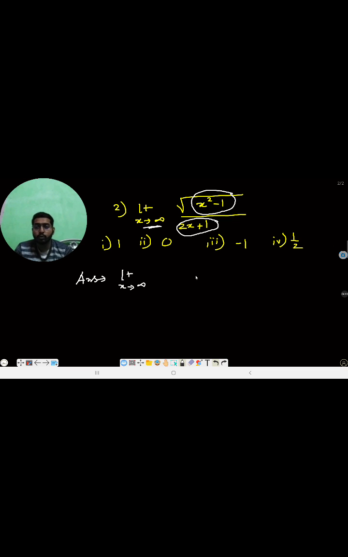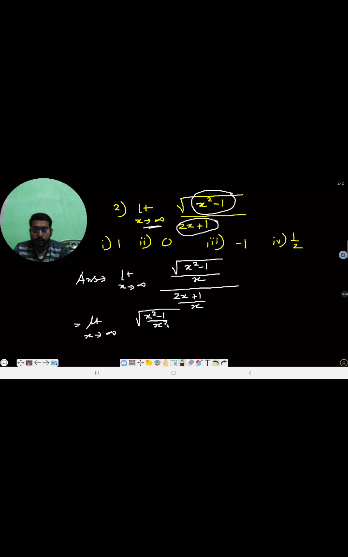If the highest power is 2, then we have to divide the numerator and denominator by x square. So here we divide the numerator root x square minus 1 by x, and the denominator 2x plus 1 by x. Now if I separate this, it will be limit x tends to infinity, root over x square minus 1 by x square in the numerator. In the denominator, 2x by x becomes 2, and then plus 1 by x.